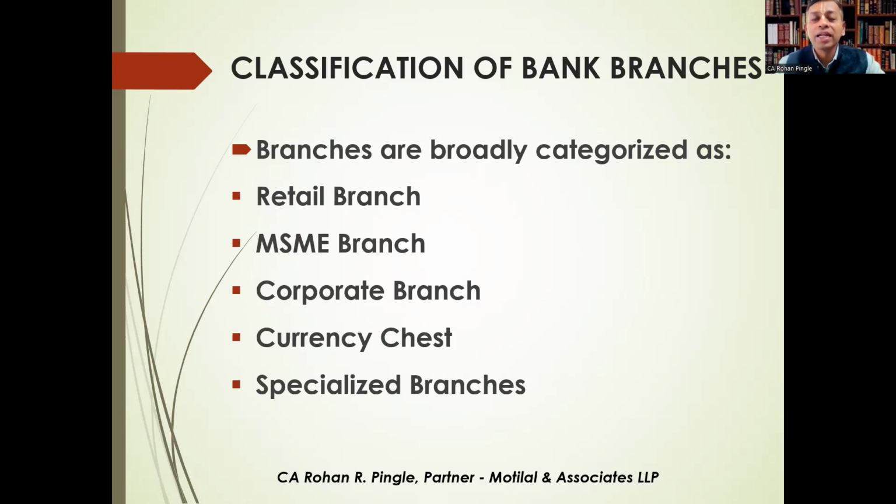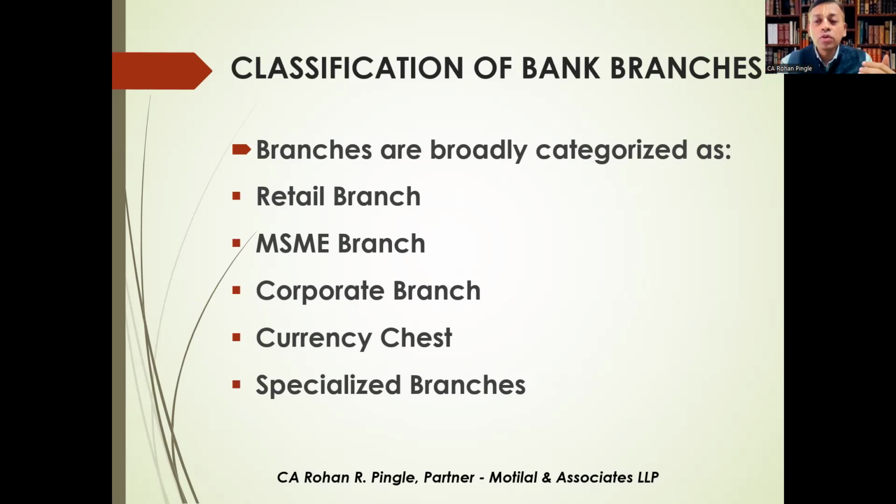Let's move further. Let's understand the classification of bank branches. Very important. Branches are broadly categorized as retail branch, MSME branch, corporate branch, currency chest, and specialized branches. Different branches carry different risk profiles. A concurrent auditor must know the business model of the branch, exposure size, risk concentration, and regulatory reporting requirements. So let us examine each type in detail.